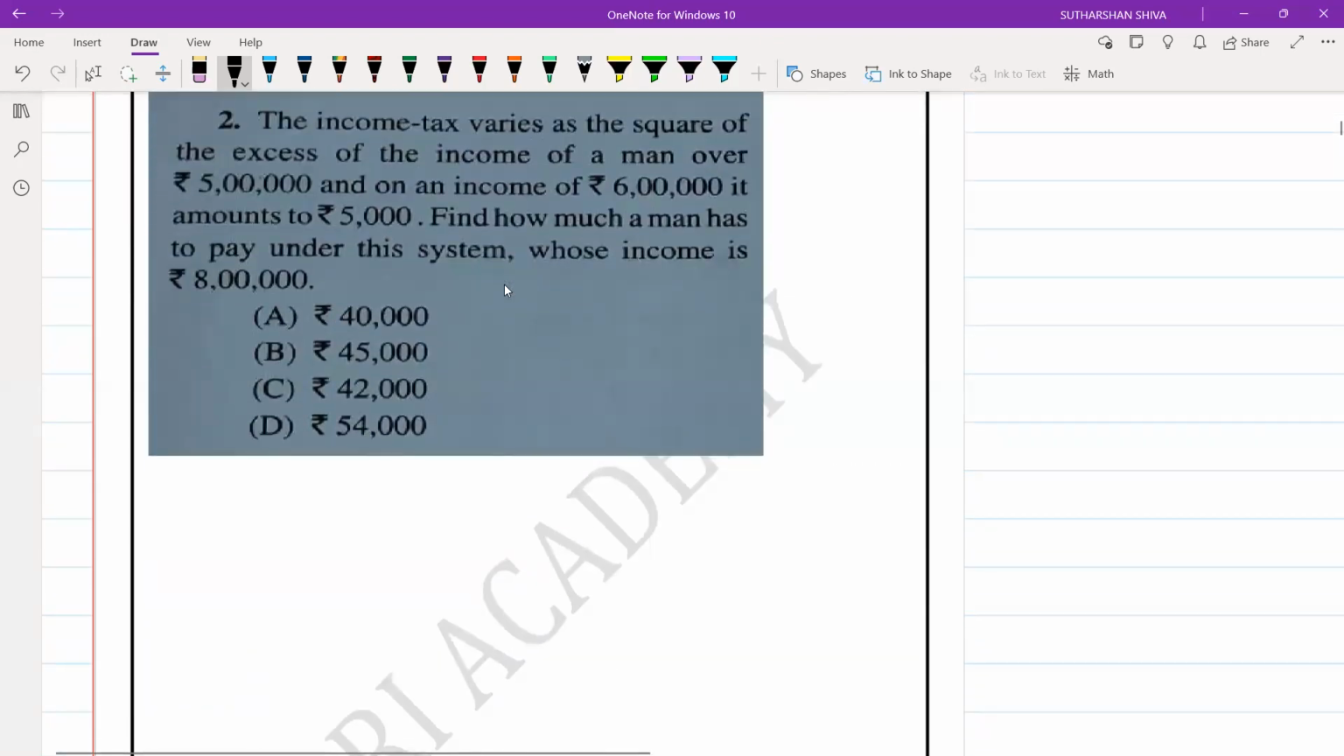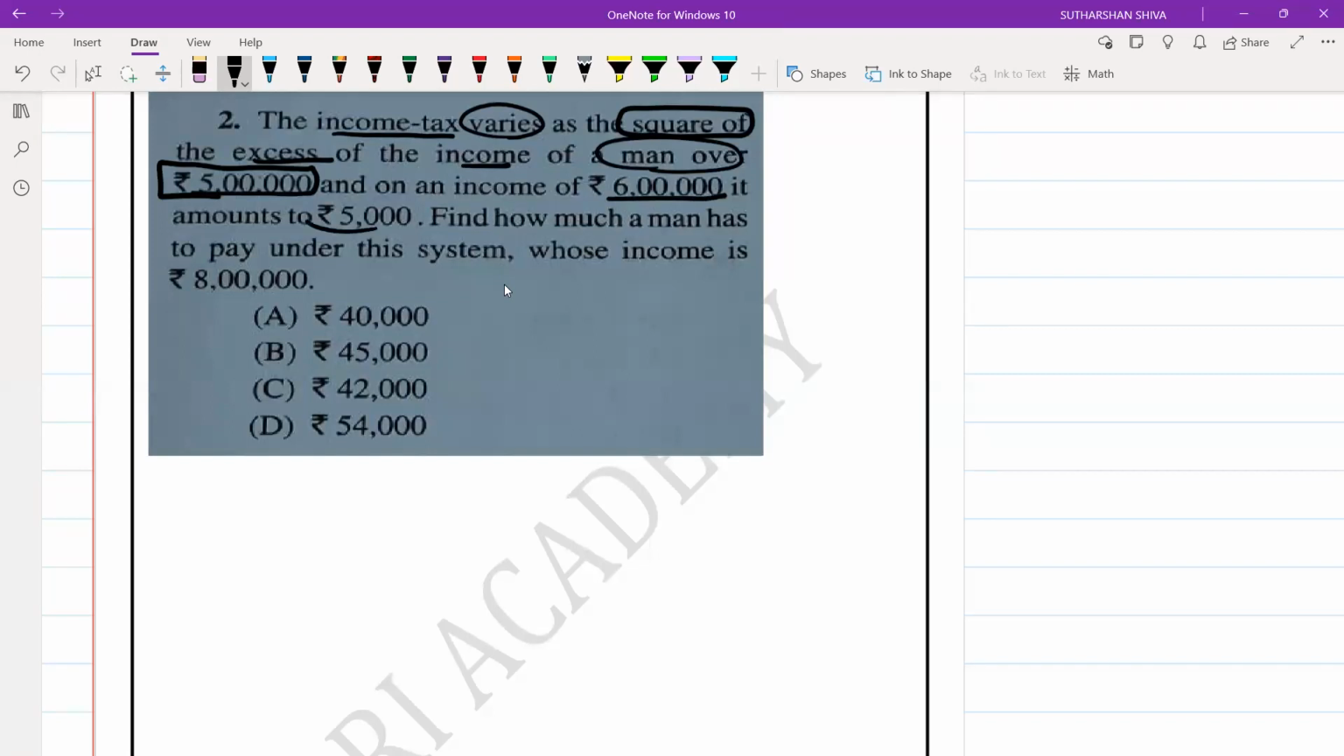Then question number 2. It's an interesting question, slightly important. An income tax varies as the square of the excess of a man's income over 5 lakh. 5 lakh is the base income, and over and above it is squared. On an income of 6 lakh he is receiving, it amounts to 5,000, that's what he is going to pay. But how much would a man pay under the system if his income was 8 lakh?